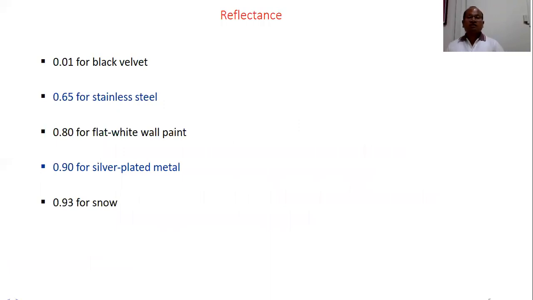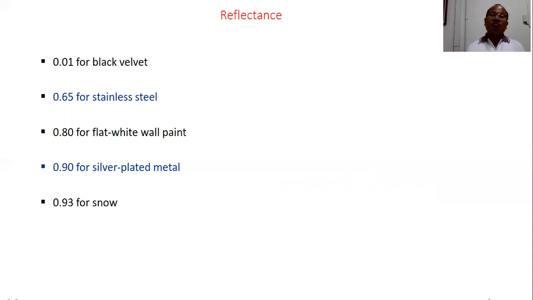For example, the reflectance values are given as 0.01 for black velvet, 0.65 for stainless steel, and 0.8 for flat white wall paint. The wall looks white, but that is not pure white. If it were pure white, it would be 1, but pure white is not possible. Some amount will be absorbed.